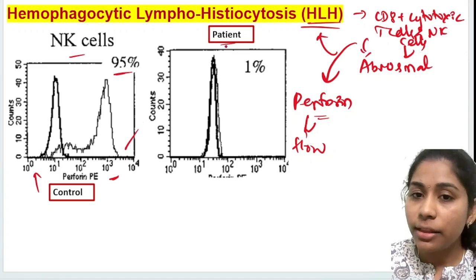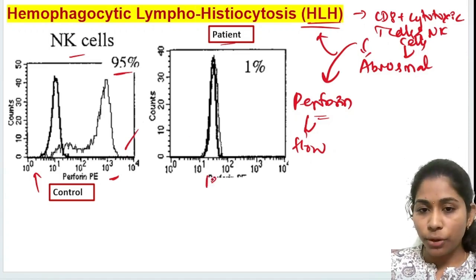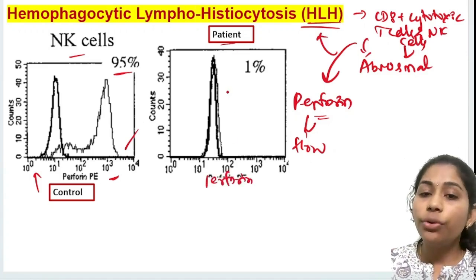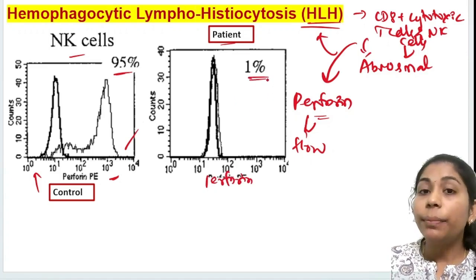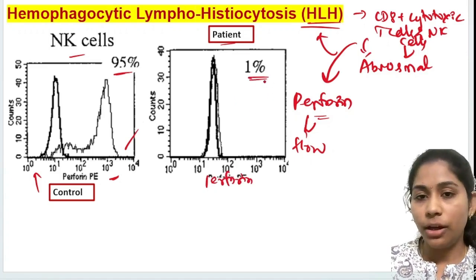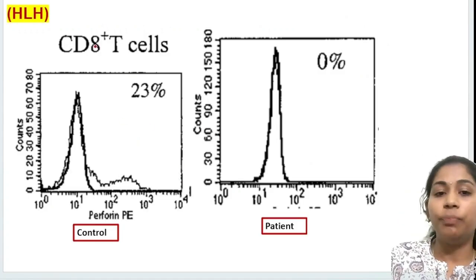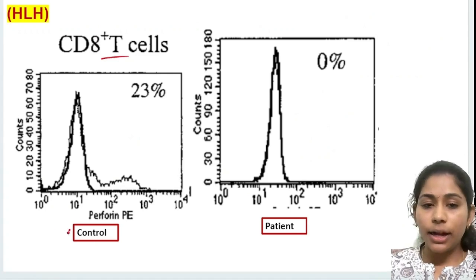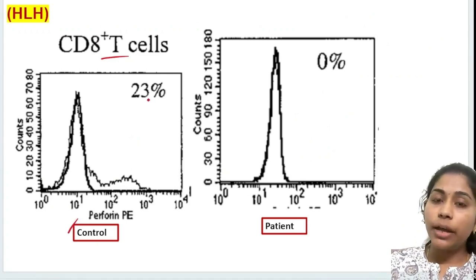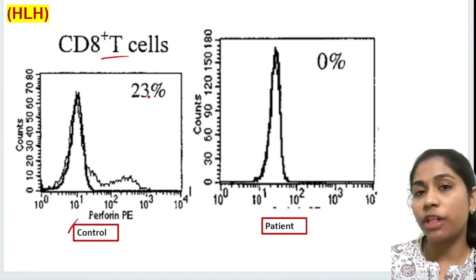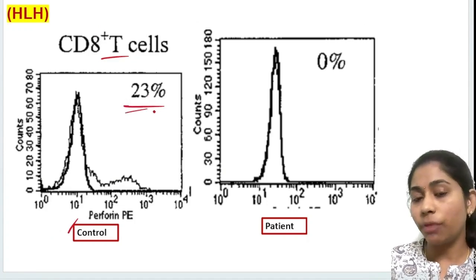And in the patient, doing the same perforin staining, can you see only 1% of cells showing perforin expression. That means the NK cells are defective. Then again, CD8 positive T cells. Again this is the control. As I said, the NK cells show more expression of perforin than the CD8. Only 23% of cells, that is still normal.